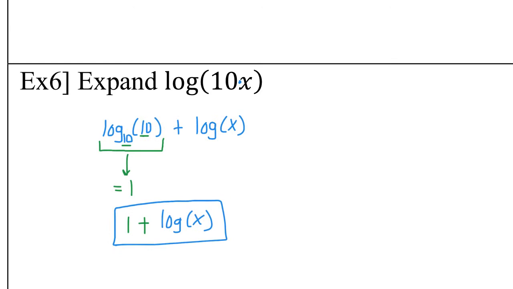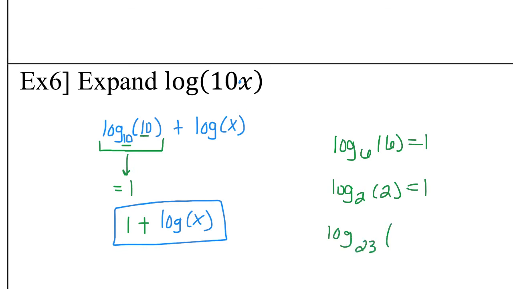So we can do that for lots of cases. If we have log base 6 of 6, well, that's a 1. If I have log base 2 of 2, that's a 1. Log base 23 of 23, that's going to be equal to 1. And the list goes on and on.